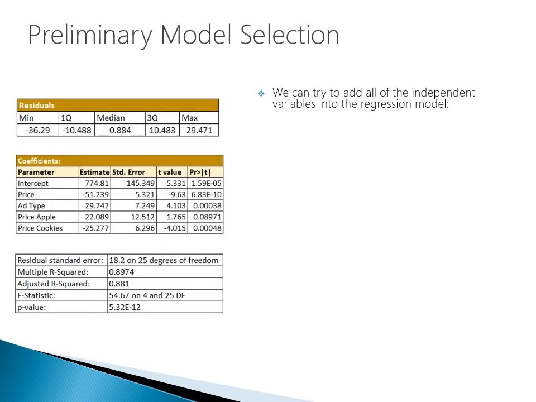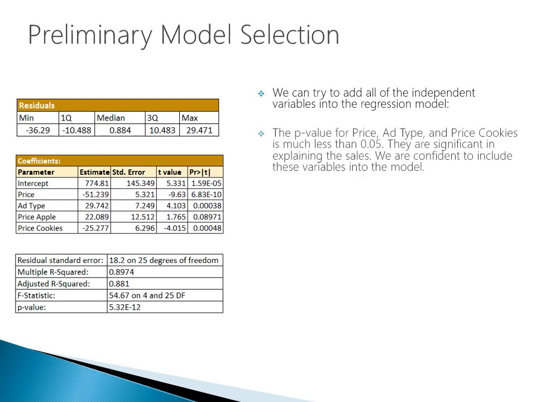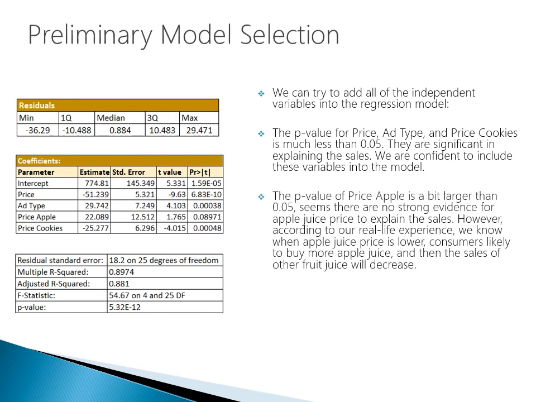In some cases, we have some very high correlations as well. We can try to add all of these independent variables into a regression model. When we do this, the p-value for price, ad type, and price of cookies is much less than 0.05. They are statistically significant in explaining the sales. We're confident to include these variables in our model. The p-value of the price of apple juice is a bit larger than 0.05. We see it's 0.08. And that seems that there's no strong statistical evidence for apple juice price to explain the sales.